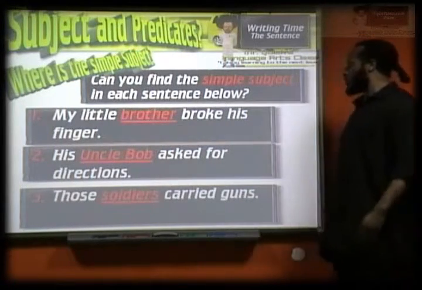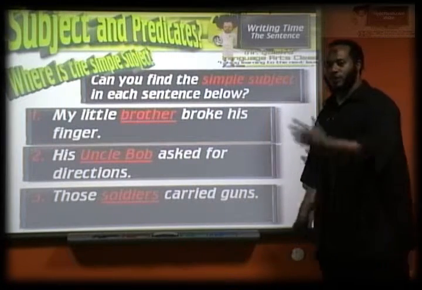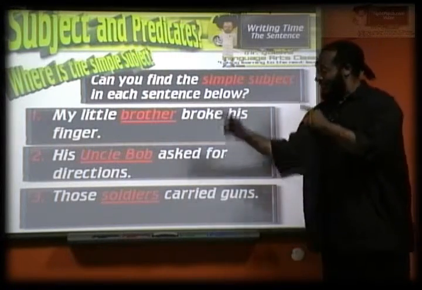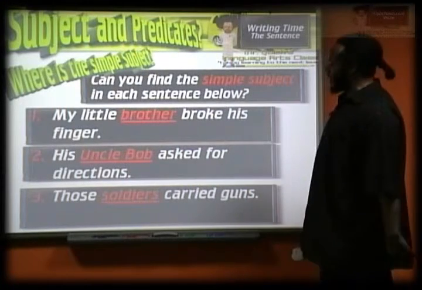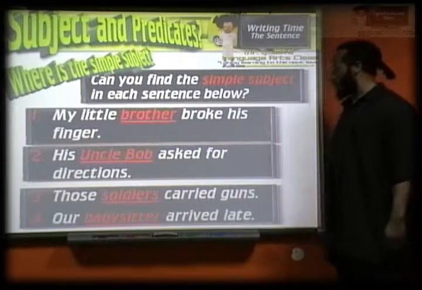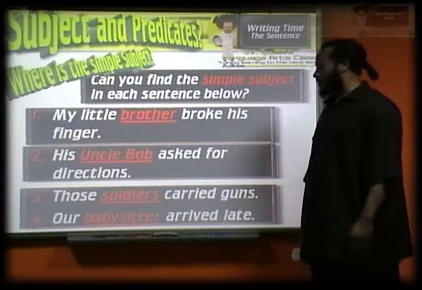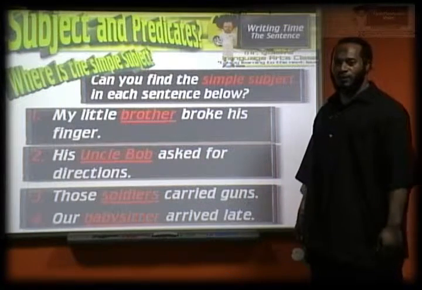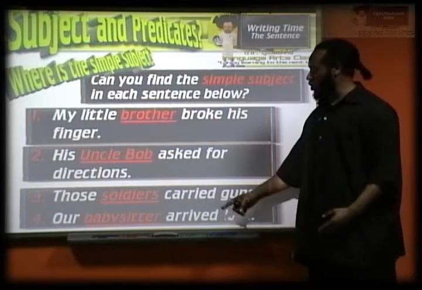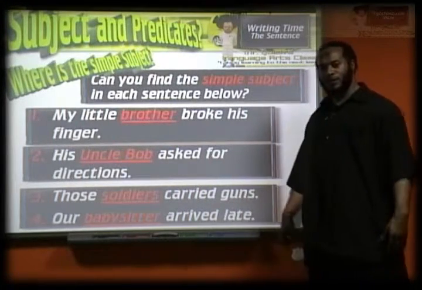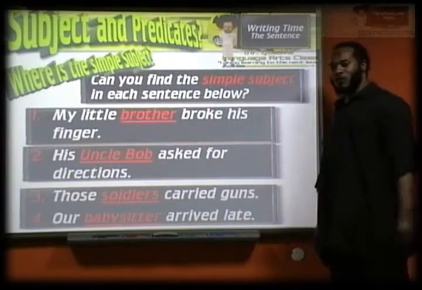That's great. Those soldiers, and of course, those soldiers being the complete subject. Soldiers, the simple subject. You circled soldiers? Great. All right. Awesome. Totally awesome. Our babysitter arrived late. Babysitter, of course, being the simple subject. Our babysitter being the complete subject. I know you circled, underlined, highlighted. Babysitter, good for you. This is excellent.